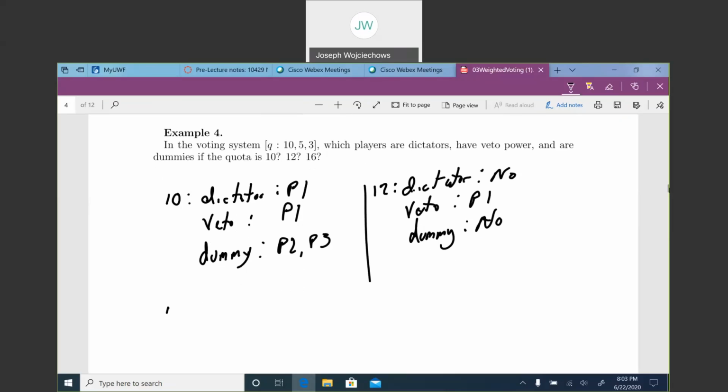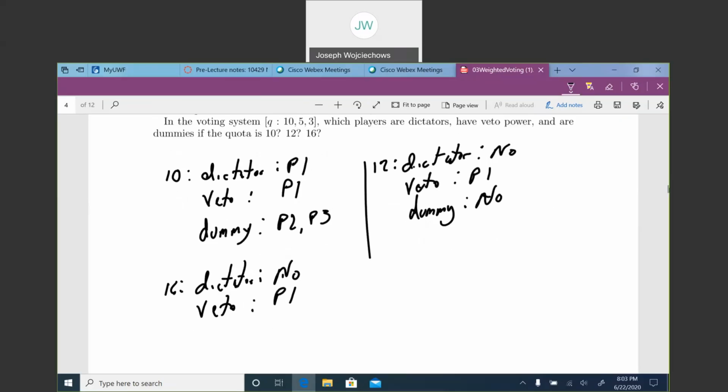And then let's look at 16. Here we have a dictator? That's definitely a no. Nobody has the power of 16. How about veto power? Again, it's not going to pass without player 1. And what about, actually, I have a mistake here. Go back to that in a minute. How about a dummy? Oh, that's right. Never mind.